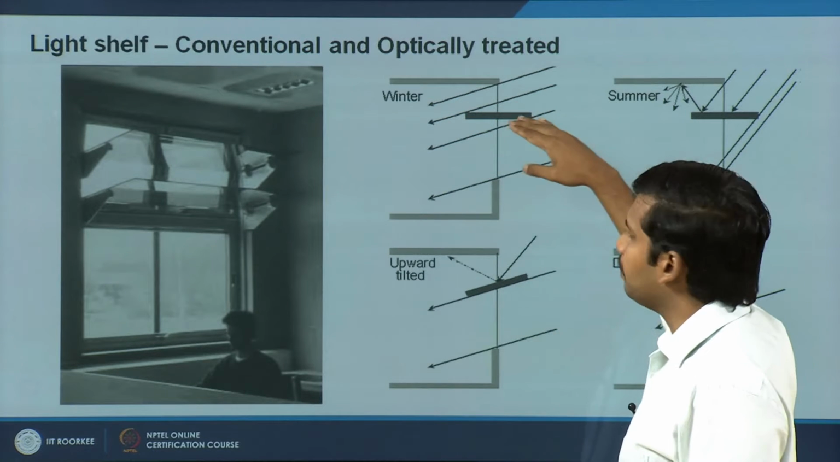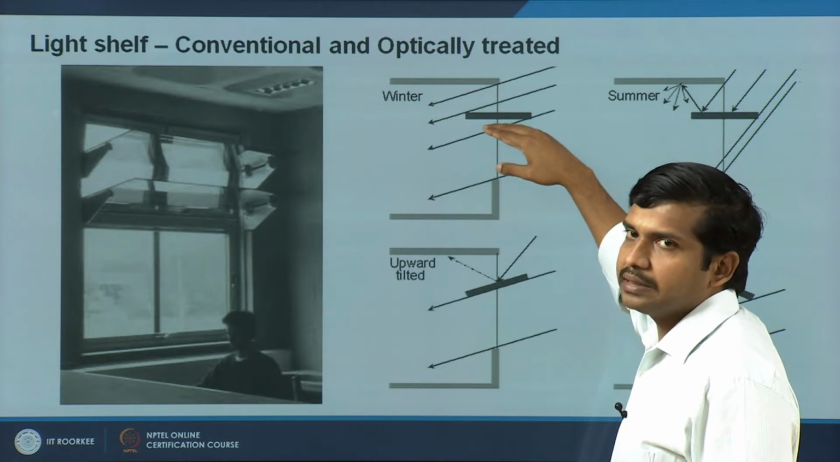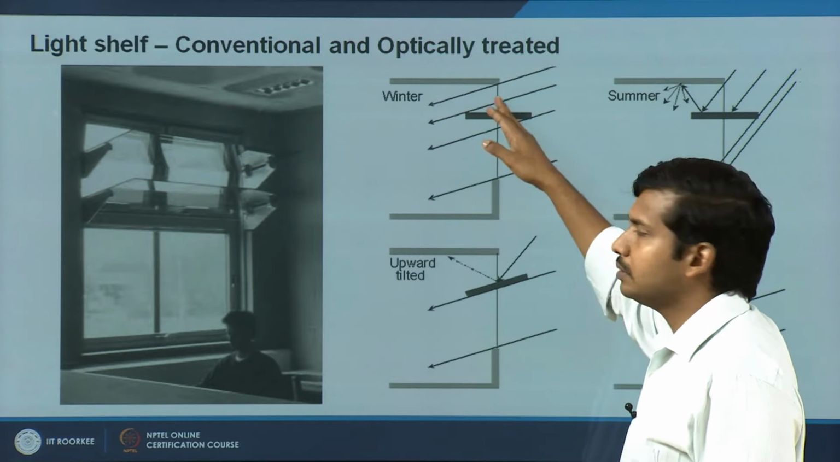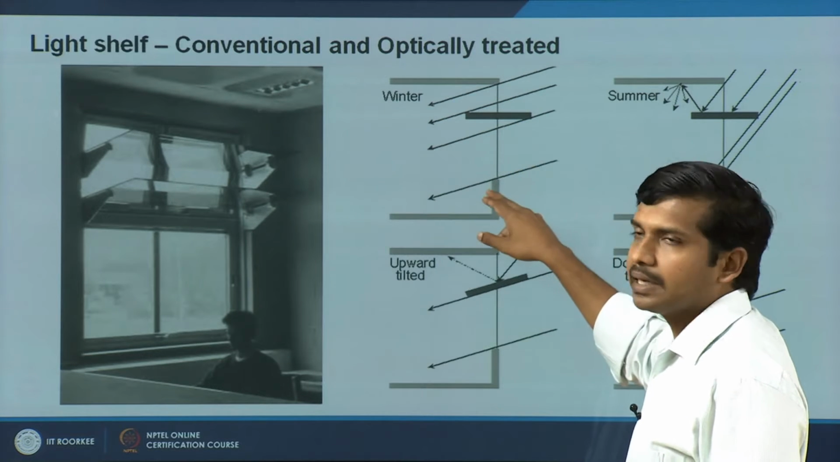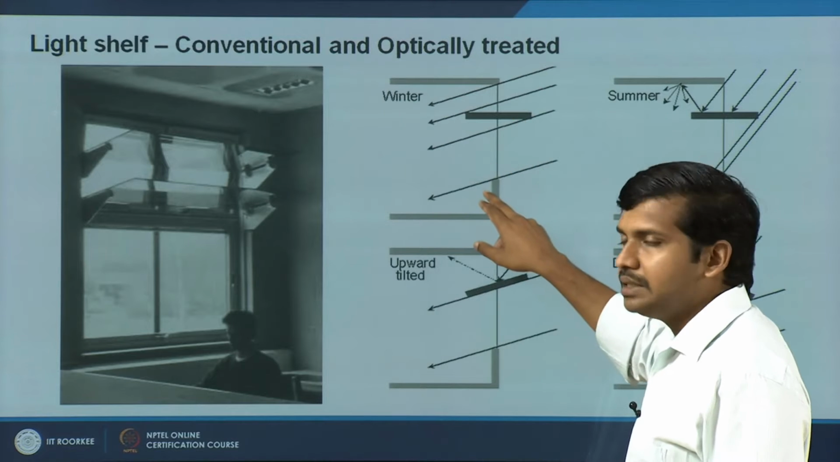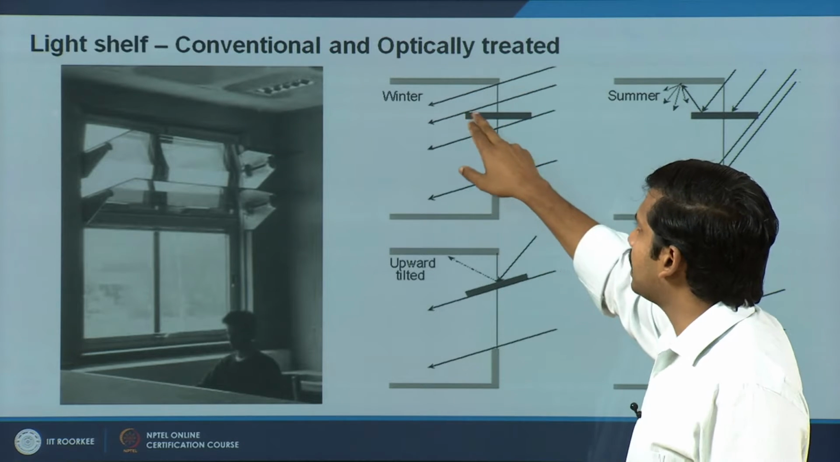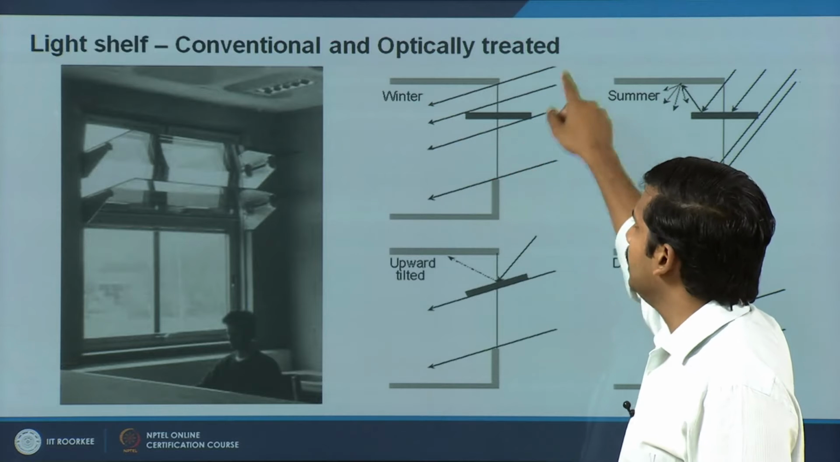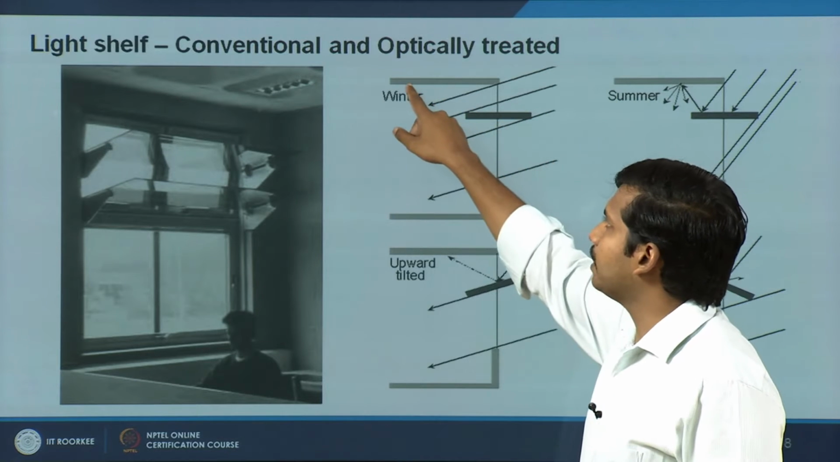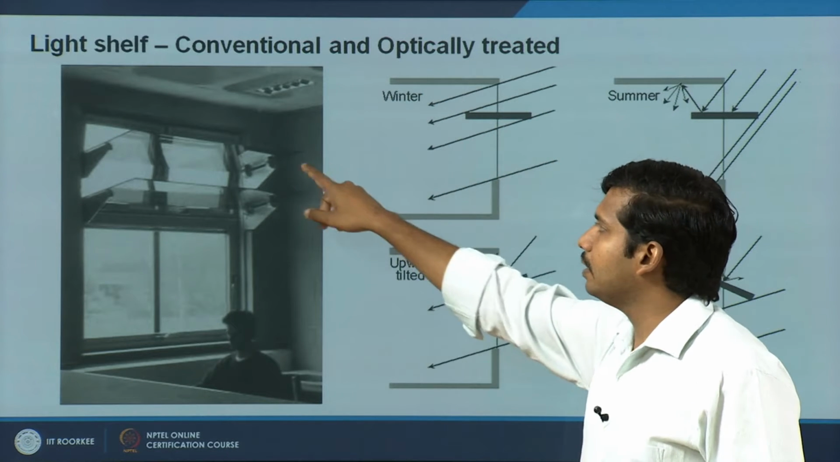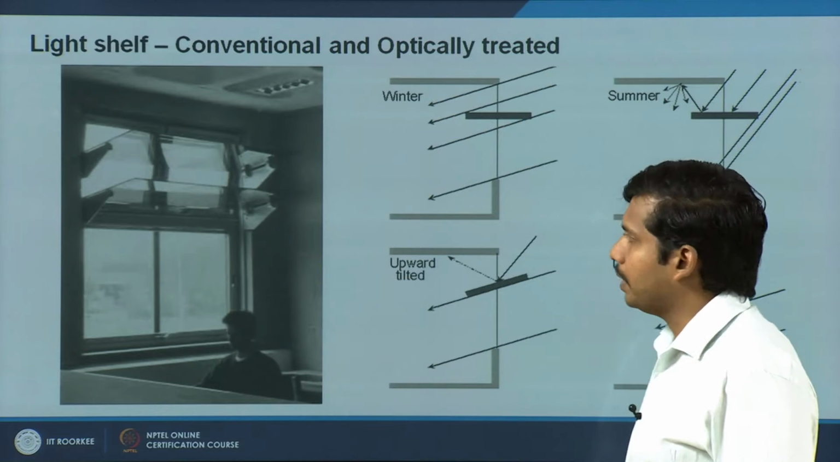It can also be attached and used as a shading system. It shades this particular glazing area from direct sunlight, and it improves the energy performance of your window. Then you have an additional advantage: if the top surface is reflective, it will get direct light reflected back here, and then it will re-reflect it to the interior parts.